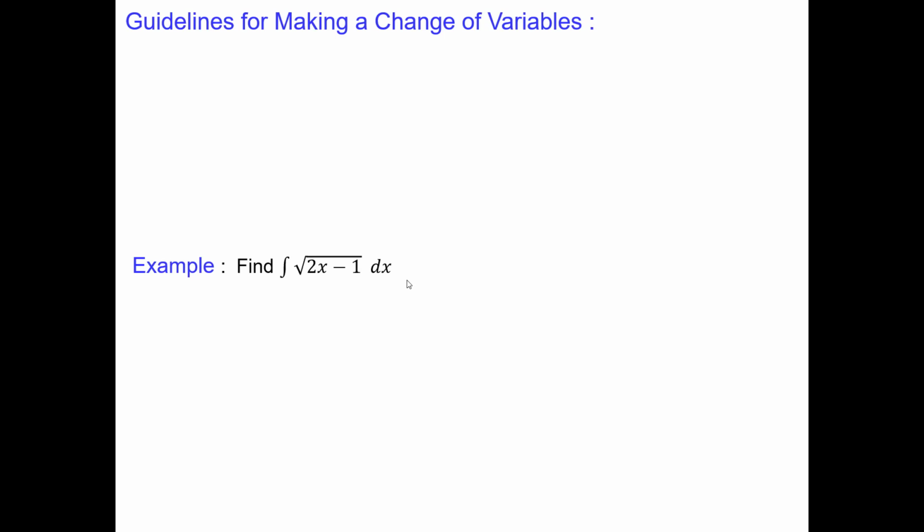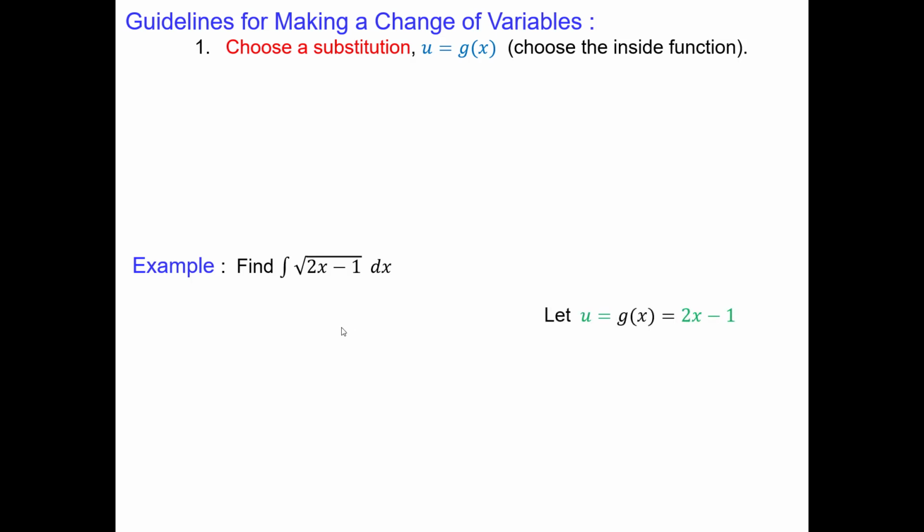So the guidelines for making a change of variables start with the fact that we have to choose some inside function. We have to choose a g of x that we're going to call u. So the most obvious choice here would be to let u equal 2x minus 1. That's our g of x. So we're now going to rewrite it as the square root of u. The problem is it's asking me to find the integral of the square root of u where the variable is x. But the variable is not x, the variable is u. So we need to change that dx as well.